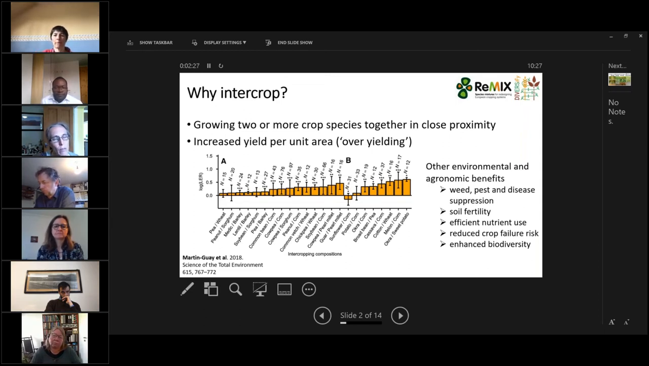But overyielding isn't the only reason people might be interested in intercropping. There are other environmental and agronomic benefits that can result from intercropping, which include things like better suppression of weeds and of pests and diseases, improved soil fertility and other soil quality characteristics, more efficient use of nutrients, and also, when two or more crops are growing together, potentially reducing the risk of crop failure in any one growing season. More diverse crops can also support greater biodiversity of other organisms in the cropping system.